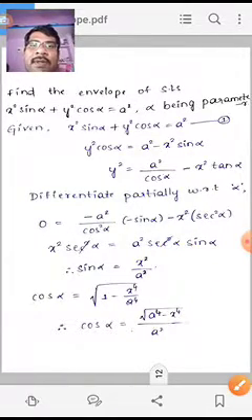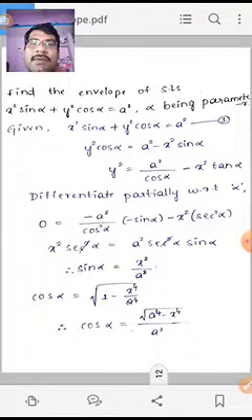Find the envelope of the straight line x square sin alpha plus y square cos alpha is equal to a square, alpha being a parameter. Given x square sin alpha plus y square cos alpha is equal to a square, y square cos alpha is equal to a square minus x square sin alpha. Here y square is equal to a square by cos alpha minus x square tan alpha.